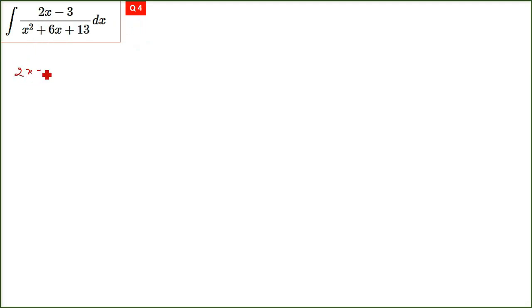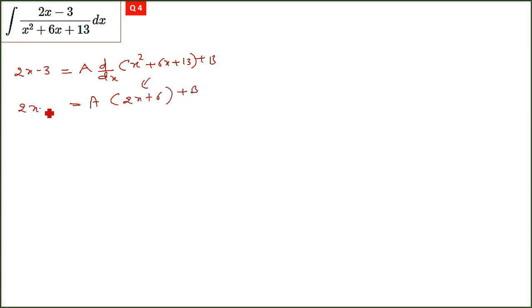We will represent this 2x minus 3 in terms of this x square plus 6x plus 13. That is, we will multiply by a the derivative d by dx of x square plus 6x plus 13, and add a constant b. So what will be the differentiation of it? 2x plus 6, plus again a constant b. 2x minus 3 equal to this.